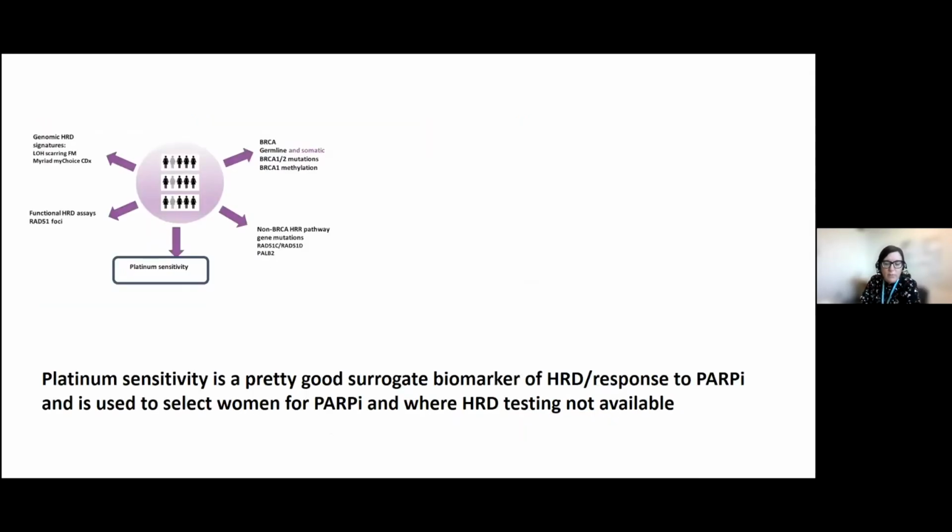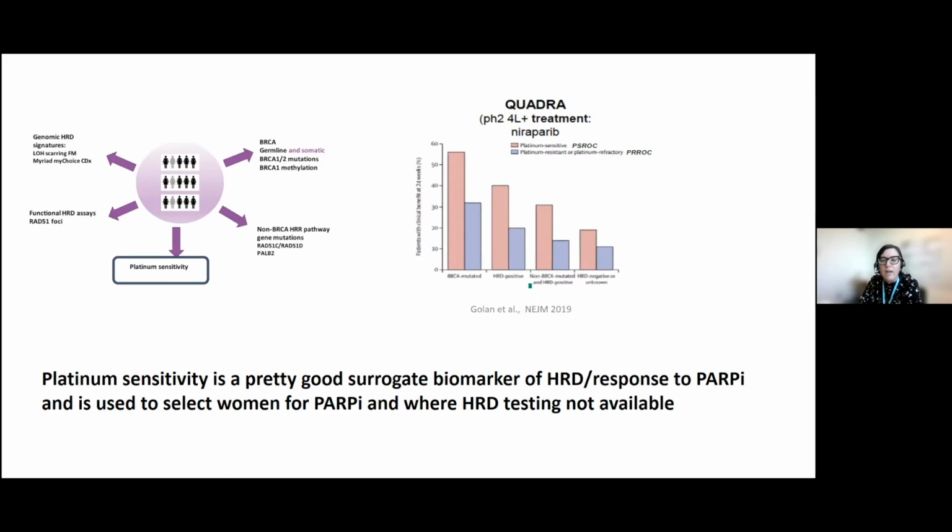Swinging right back to platinum, I think that we always forget in ovarian cancer that we give platinum, and therefore we can use this as a biomarker. We know that platinum sensitivity is a pretty good surrogate biomarker for homologous recombination deficiency. It's obviously not exclusive, and it does correlate very well in all studies that have been done so far with response to PARP inhibitors. And this is an example of where it can be useful.